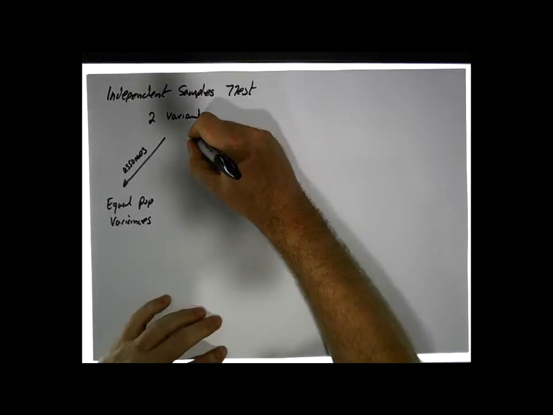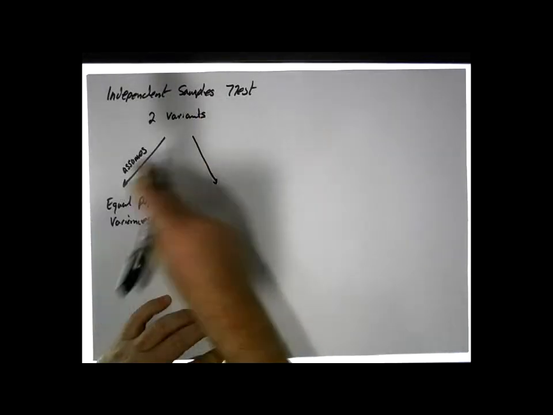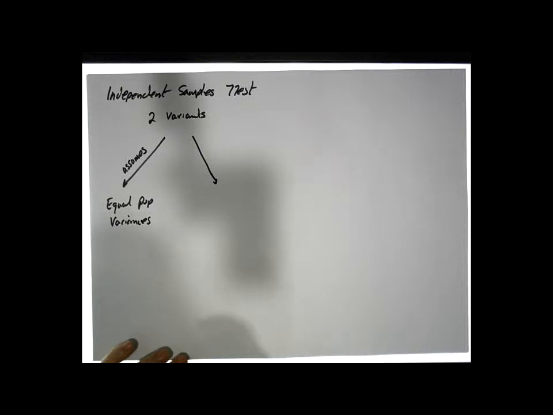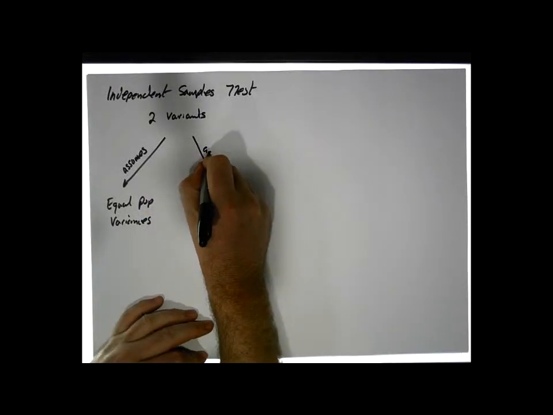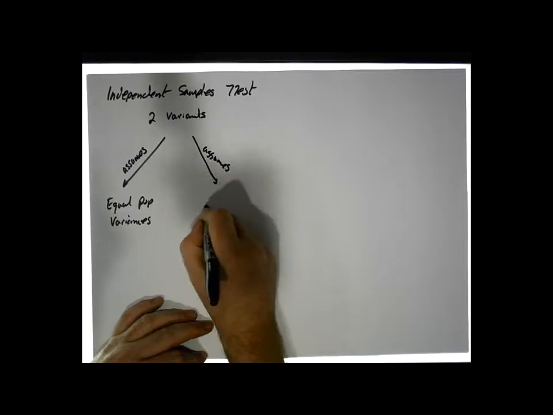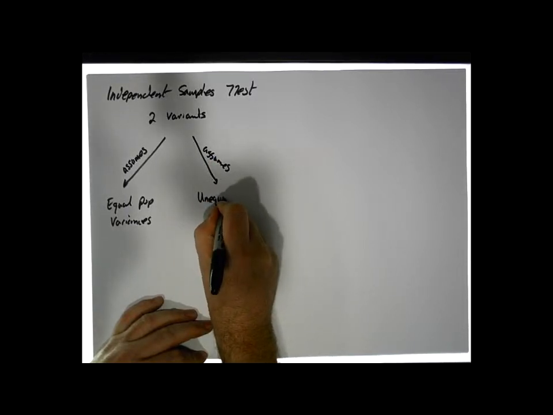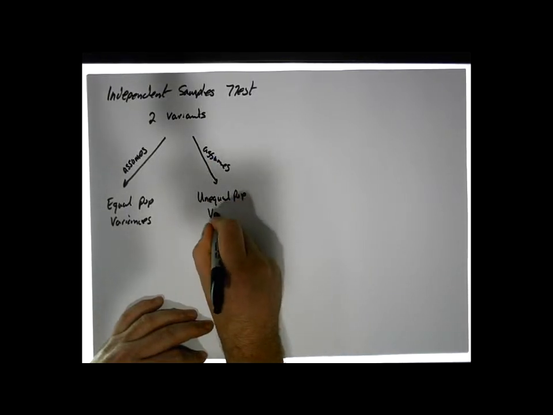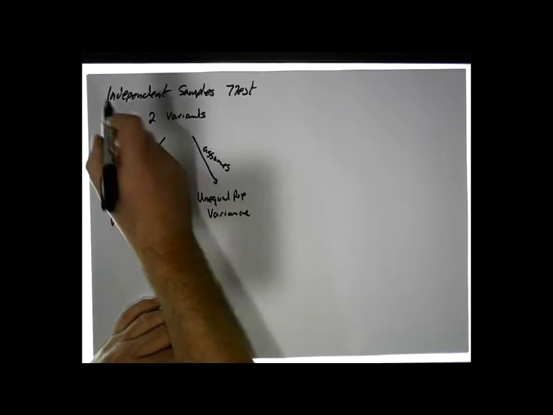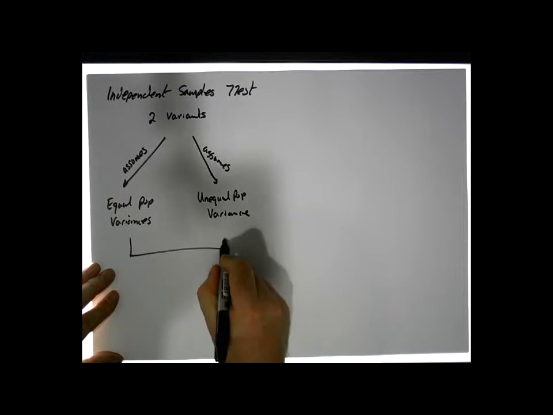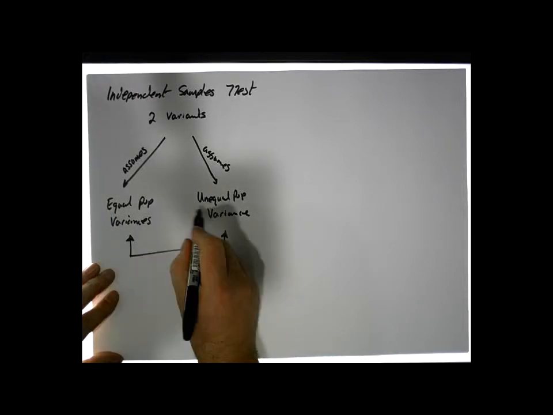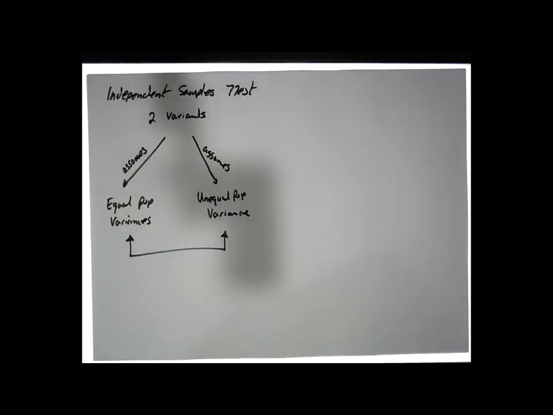And then the second variant of the test, because depending on which variant we go with determines the test statistic, assumes unequal population variances. So effectively, before we can actually do the independent samples t-test, we need to figure out whether the variances are equal or unequal.